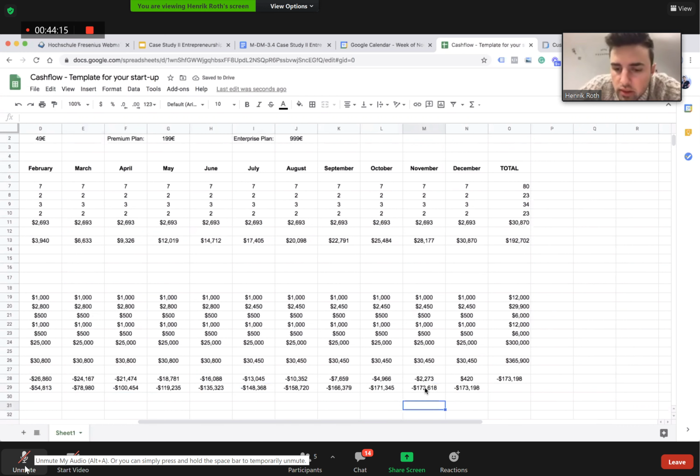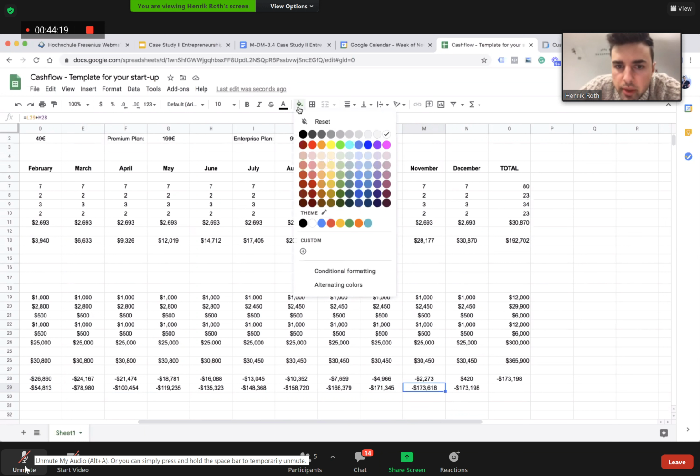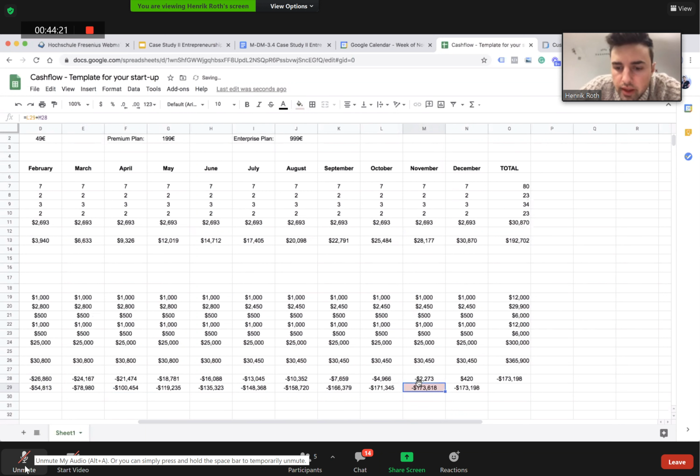And you see here, this is the highest amount. If I mark this, that's the amount of money you need to get from the investor. You need to get 174,000 euros or dollars from the investor so that you can pay all your bills until December, until you reach your break-even point from which you can live on your own, let's say.